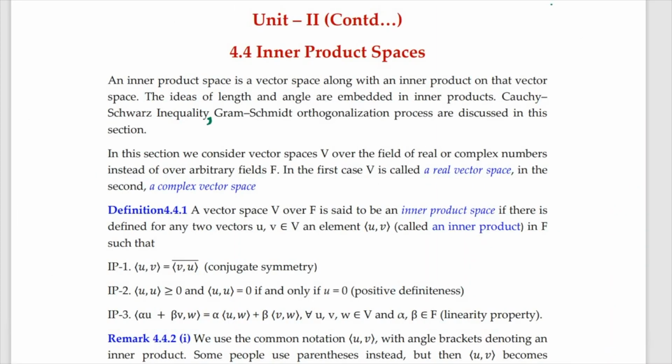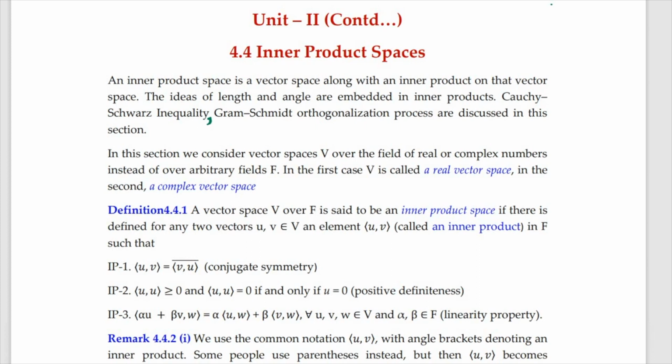Inner product space is the title of the second section of Unit 2. Inner product space is basically a vector space over F, where F can be either the field of real numbers or complex numbers, together with an operation called an inner product. This connects two vectors to give a scalar, and this definition enables us to describe the length of a vector, the angle between two vectors, and so on.